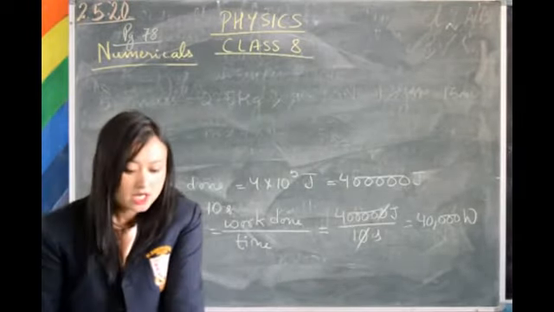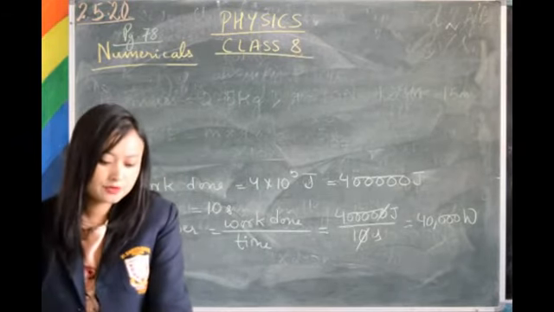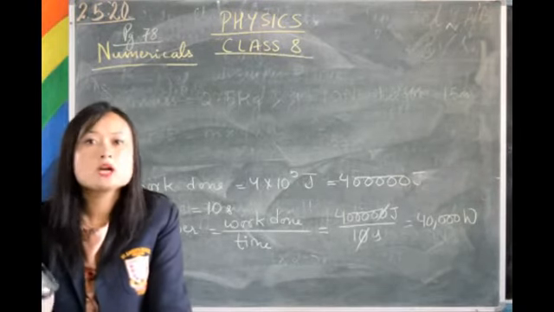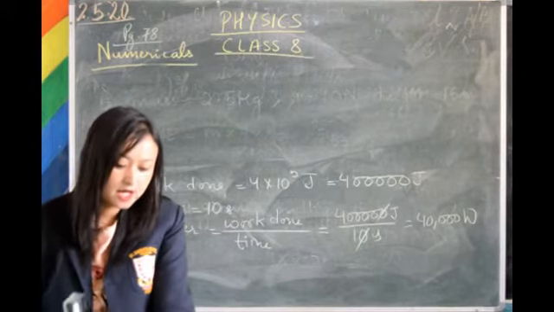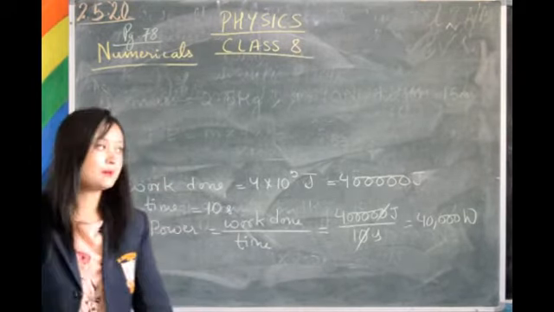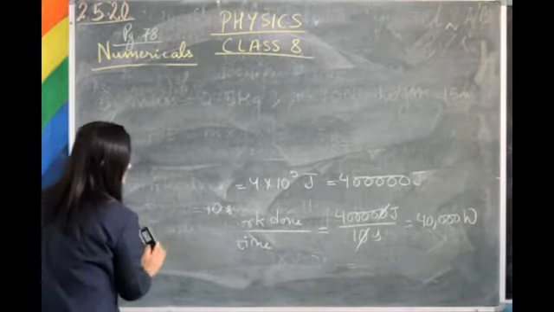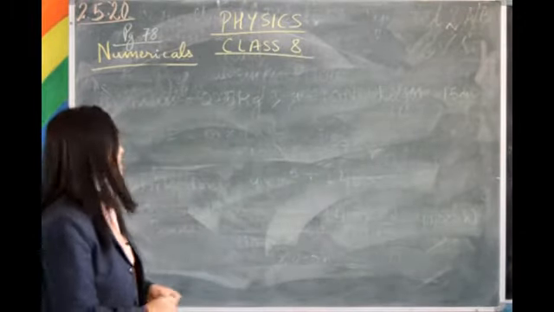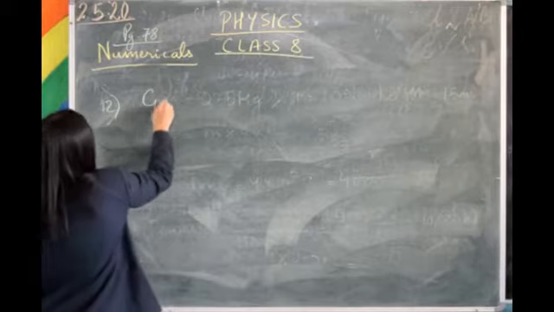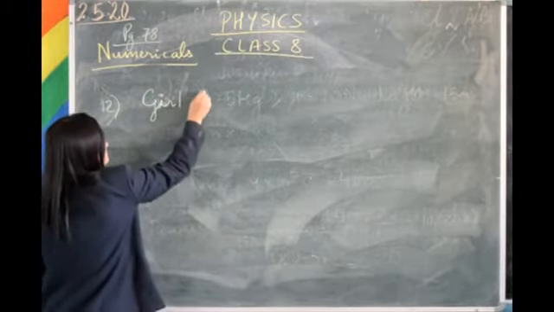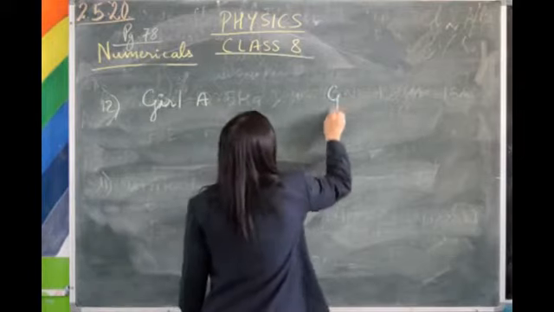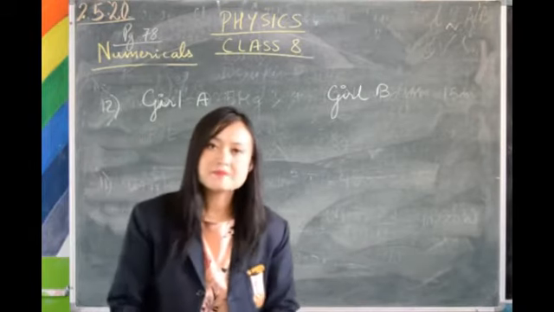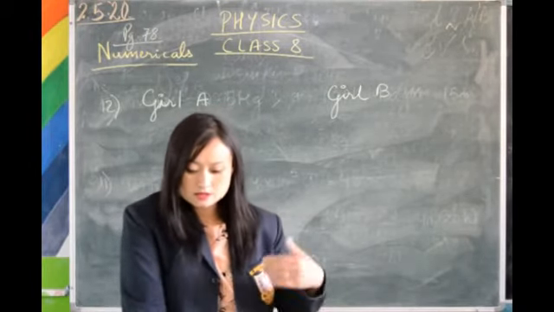Number 12 says, it takes 20 seconds for girl A to climb up the stairs, while girl B takes 15 seconds to do the same job. Compare the work done, and number 2, the power spent by them. Okay, number 12, we have to calculate 2 different powers. There are 2 different girls, girl A and girl B.